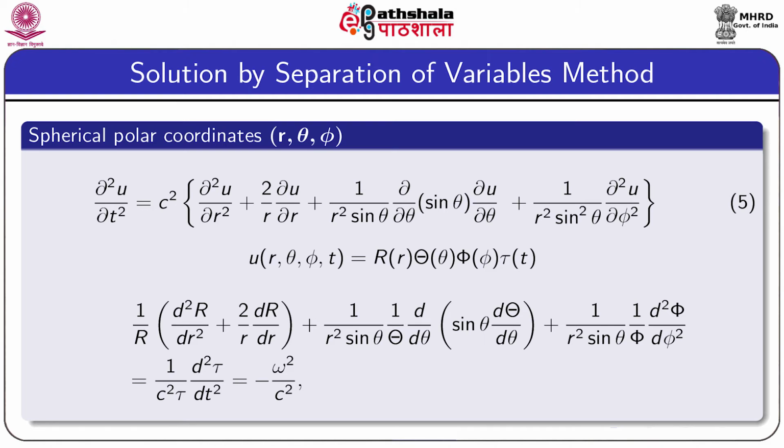So, substituting this solution into the original equation 5, we obtain the relation which you can see in the last line. First of all, we are separating the function of time t from the function of r, theta and phi. So, first we are assuming that the solution is time periodic. So, the separation constant is taken as a negative number. That separation constant for this problem is minus omega square by c square.